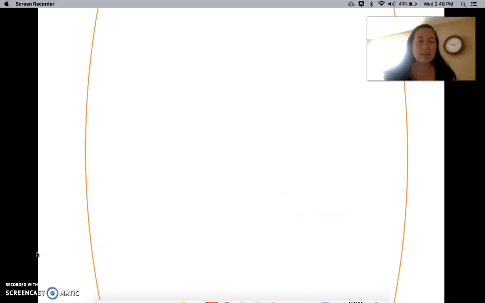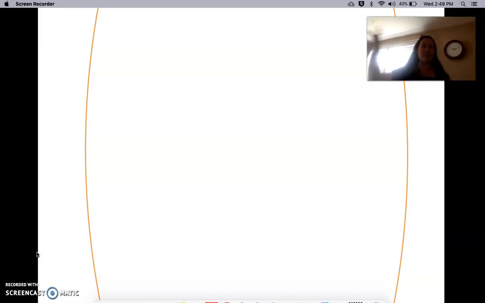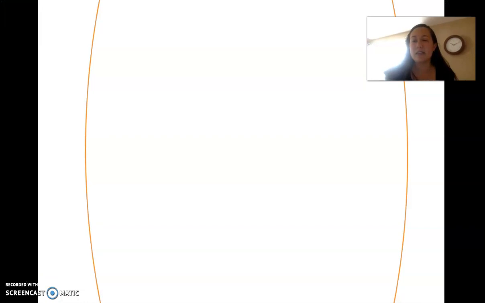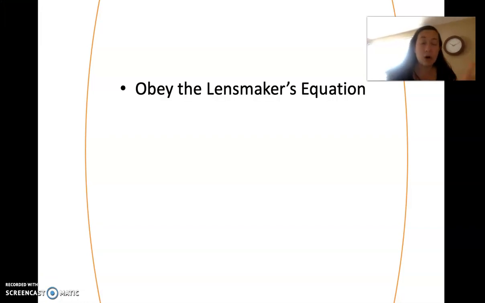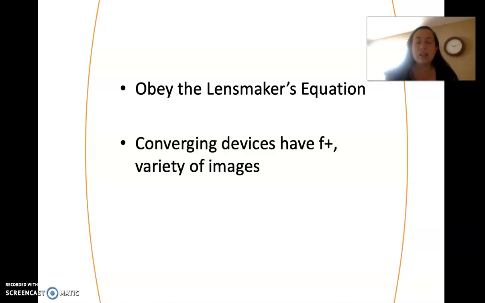So what do they have in common then? Imagine I've drawn a giant Venn diagram with lenses on one side and mirrors on the other side, and here's the things they have in common. Both lenses and mirrors obey the lens maker's equation. So all that mathematical work that we did on Friday, it's going to be exactly the same for mirrors as it is for lenses. So, good. It also has the same pattern of image formation.